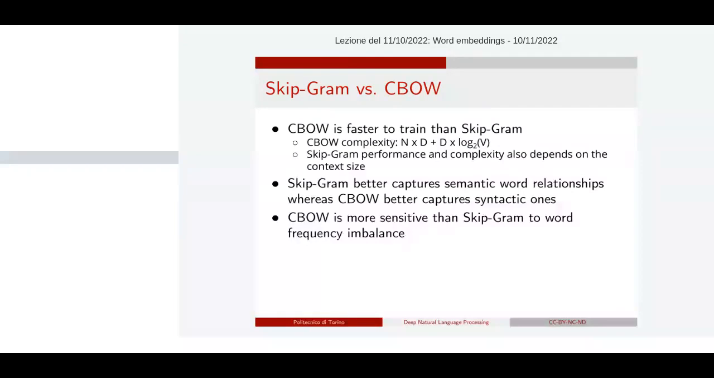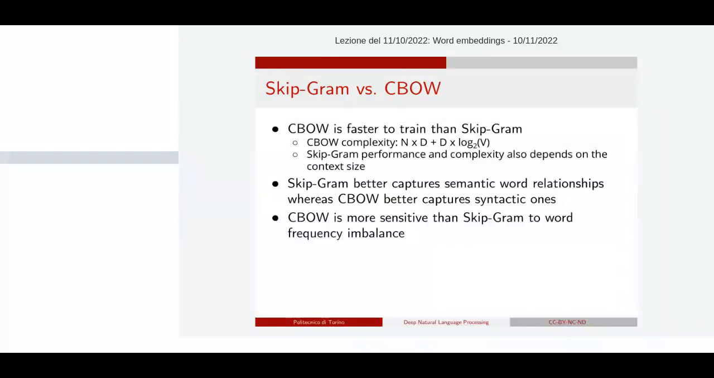By comparing the two architectures, skip-gram and CBOW, what we see is that, of course, CBOW is faster. Skip-gram is better to capture the semantic meaning, but it's solving a slightly more complex task, because we have to predict each of the words in the context, not simply the target word.